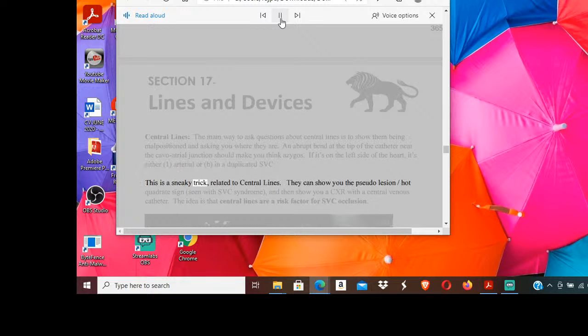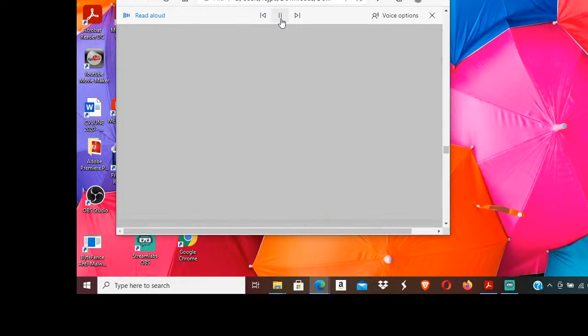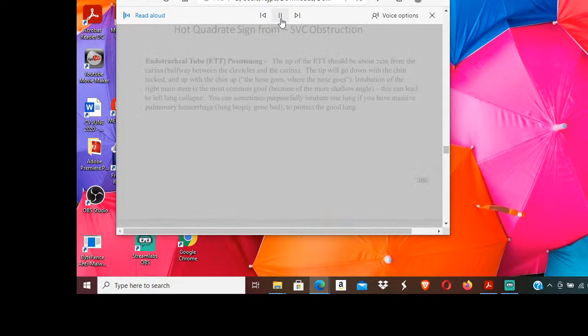This is a sneaky trick related to central lines. They can show you the pseudo-lesion hot quadrate sign, seen with SVC syndrome, and then show you a CXR with a central venous catheter. The idea is that central lines are a risk factor for SVC occlusion. Hot quadrate sign from SVC obstruction.